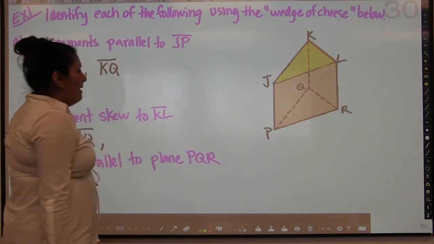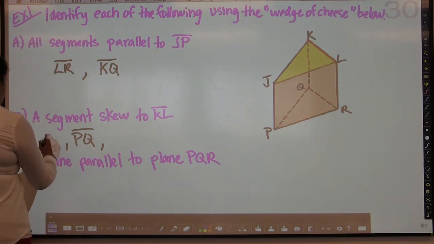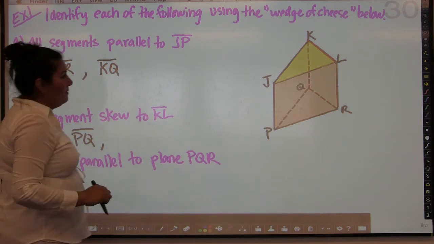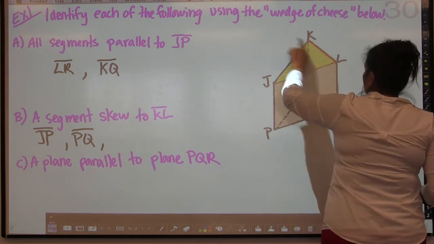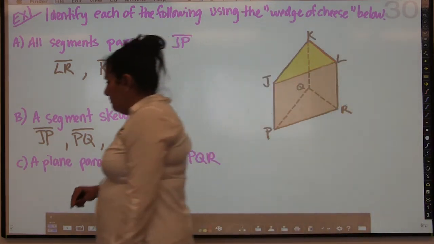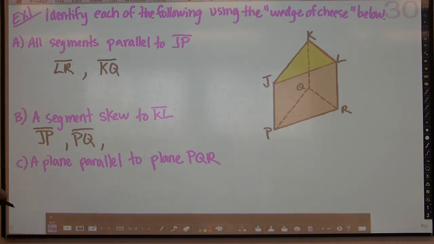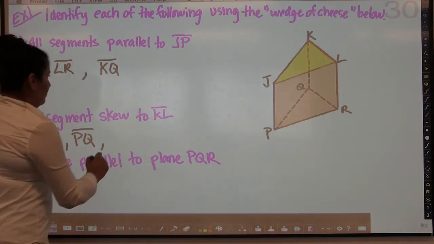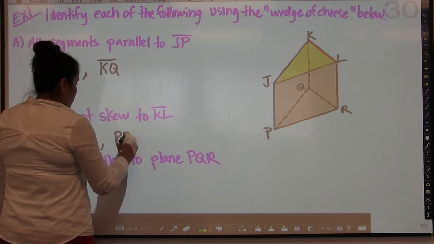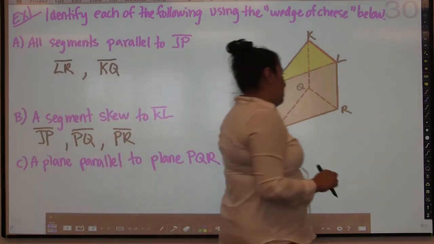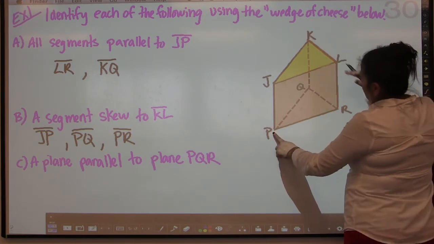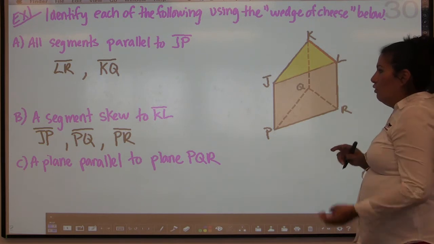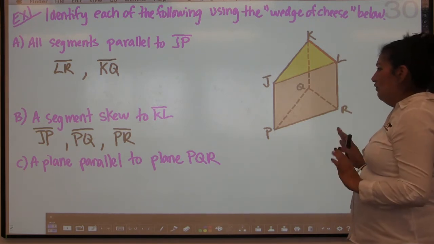That one will work. And then we also have JP. Now JP is right here. So again, JP is going up this way and KL is going that way, so that's going to be skew. We have one more, which is PR. PR is one that I wanted earlier, instead of QR. So PR is going this direction from the bottom plane, and KL is the top plane, and they're not in the same plane. So there you go. Those are your only 3 segments that are skew to KL. So hopefully that makes sense.